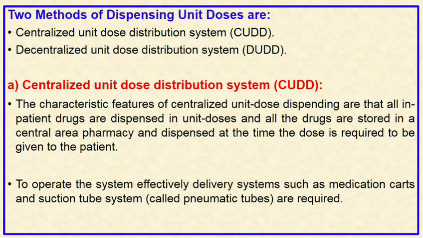First is the centralized unit dose distribution system. The characteristic features of centralized unit dose dispensing are that all inpatient drugs are dispensed in unit doses, and all the drugs are stored in a central area pharmacy and dispensed at the time the dose is required to be given to the patient. To operate the system effectively, delivery systems such as medication carts and suction tube systems, also called pneumatic tubes, are required.